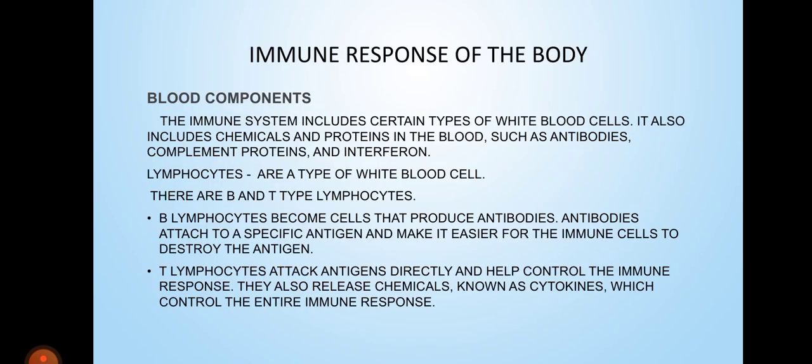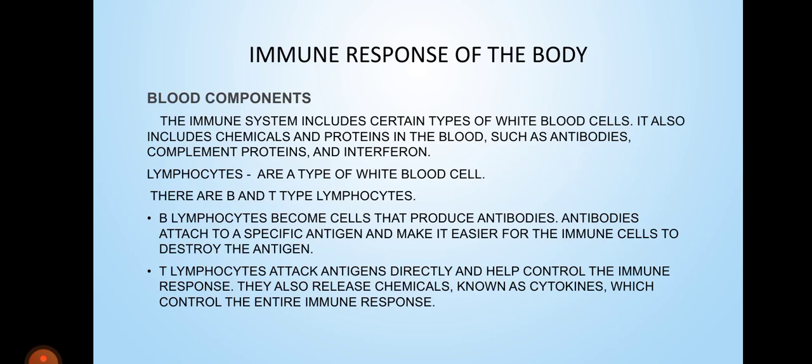Next, the immune response of the body and the blood components. The immune system includes certain types of white blood cells. It also includes the chemicals and proteins in the blood, such as antibodies, complement proteins, and interferon. Some of these directly attack foreign substances in the body, and others work together to help the immune system cells. Then there are the lymphocytes. Lymphocytes are a type of white blood cell, and they have two types: the B and T lymphocytes.